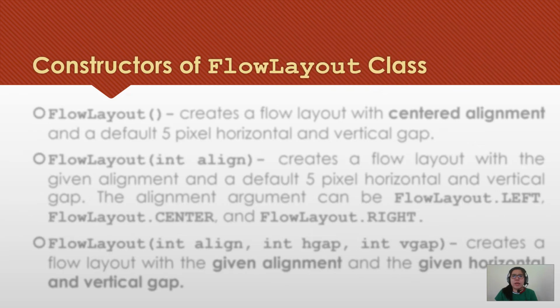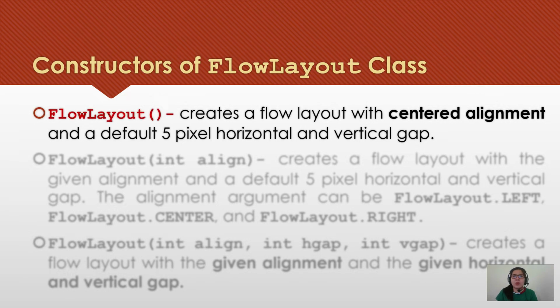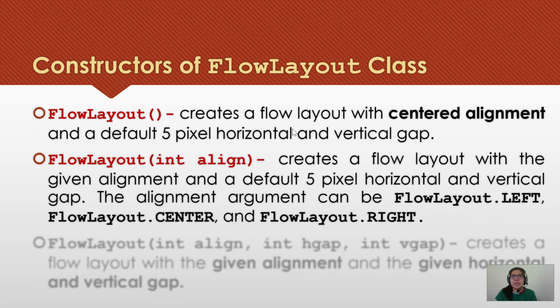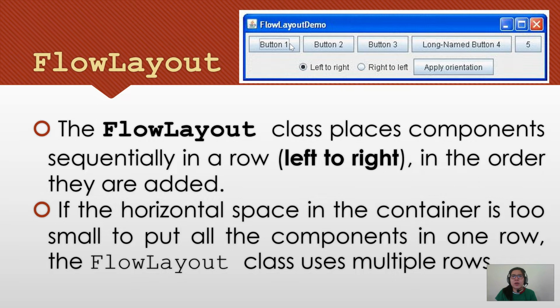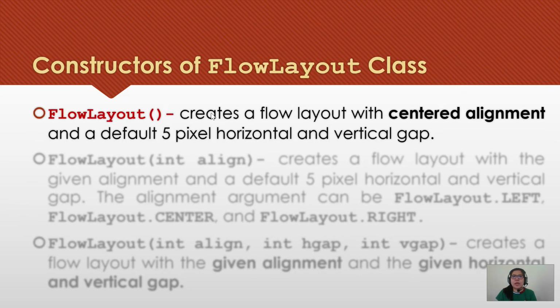We have constructors of the FlowLayout class. We have FlowLayout with an empty parameter, which creates a FlowLayout with centered alignment and a default 5-pixel horizontal and vertical gap. So, automatically, the alignment is displayed at center and it adjusts to the left if there is another inserted component. The horizontal and vertical gap referred to here, let's go back to our example: the horizontal gap that we're referring to here is the space between components from left to right. So, this part is the horizontal space. When we say vertical space, it is components from top to bottom. So, this is the vertical gap. So, if we use the empty parameter, the default 5-pixel unit will be the layout.